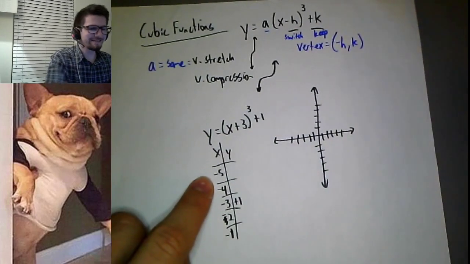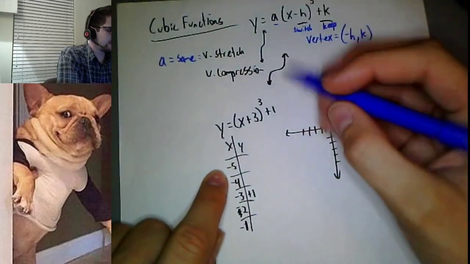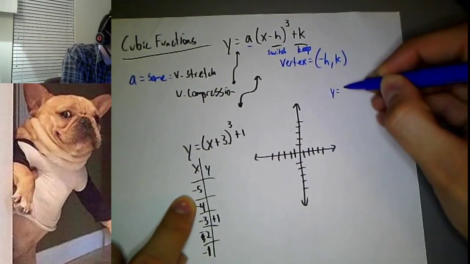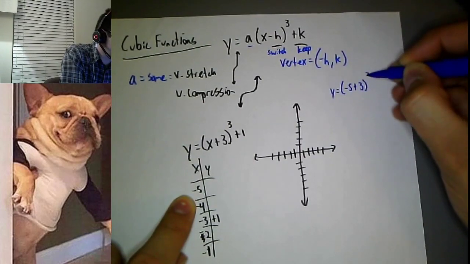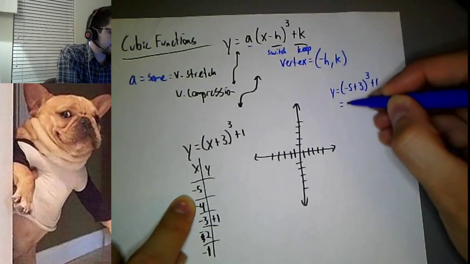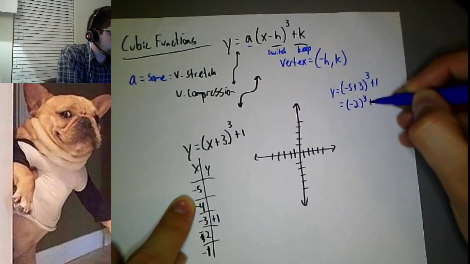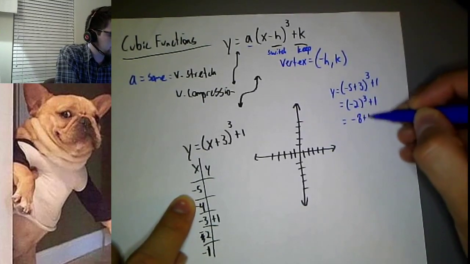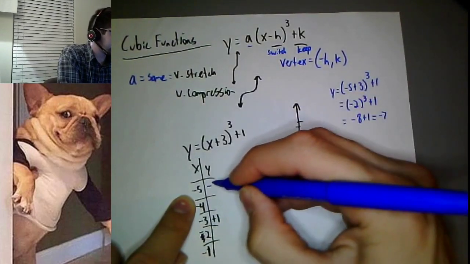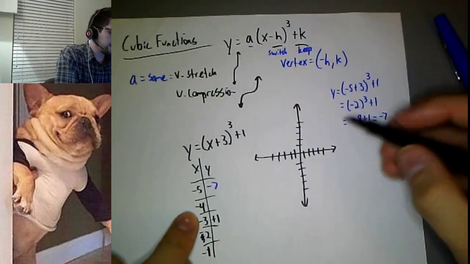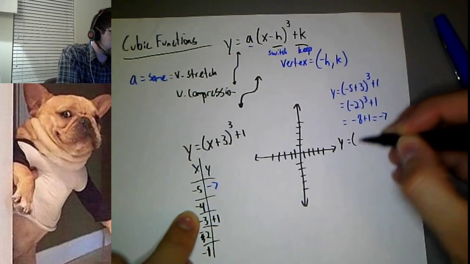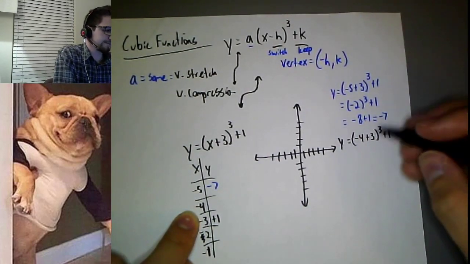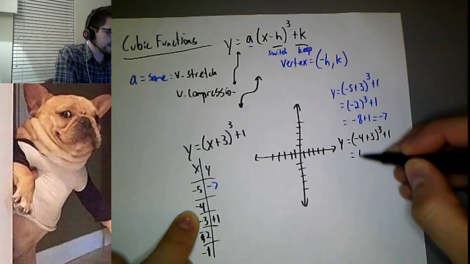All right, starting with negative 5. So, if I plug in my negative 5 to this equation, what do I get? Y equals negative 5 plus 3 cubed plus 1. Negative 5 plus 3 is negative 2 cubed plus 1. Negative 2 cubed is negative 8 plus 1, and that's going to give me negative 7. For the second one, if I plug in a negative 4, y equals the quantity of negative 4 plus 3 cubed plus 1. So, negative 4 plus 3 is negative 1.